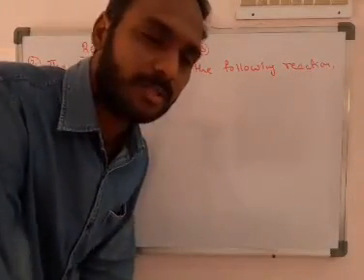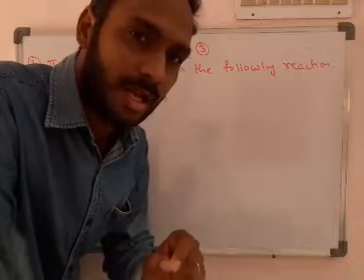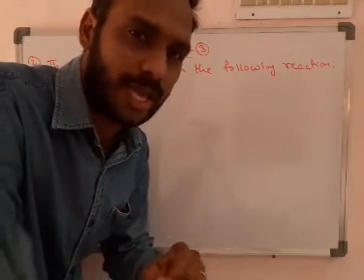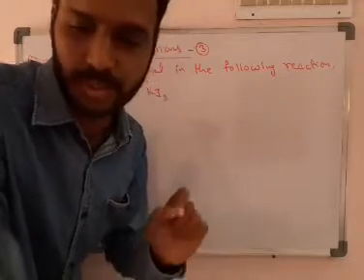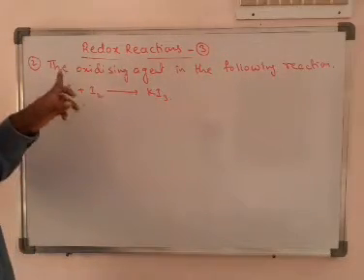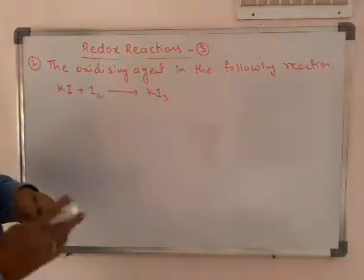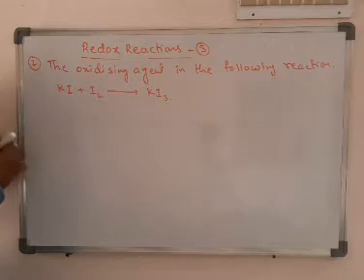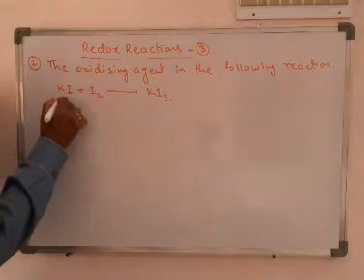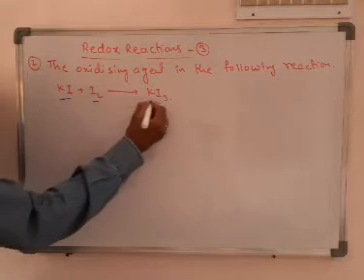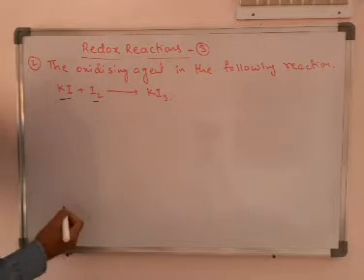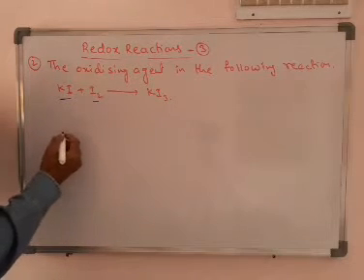So, hello everyone. Today we discuss worksheet 3 on redox reactions. See the second question in it. The oxidizing agent in the following reaction is what? Here the reaction is potassium iodide reacts with I2, forming potassium triiodide, that is KI3.